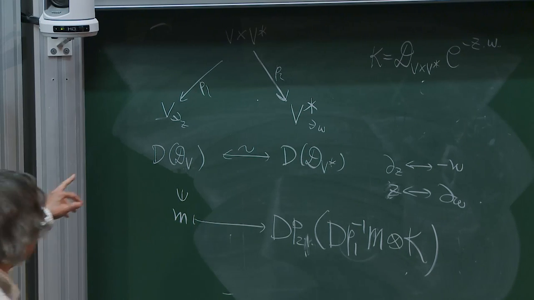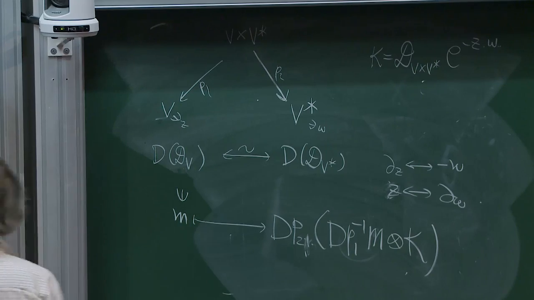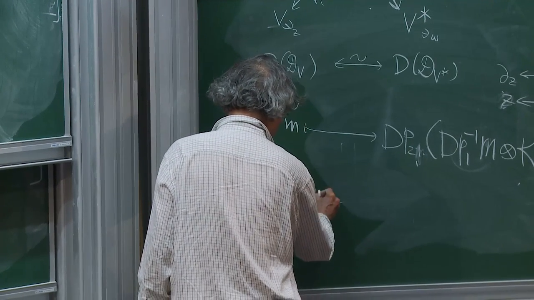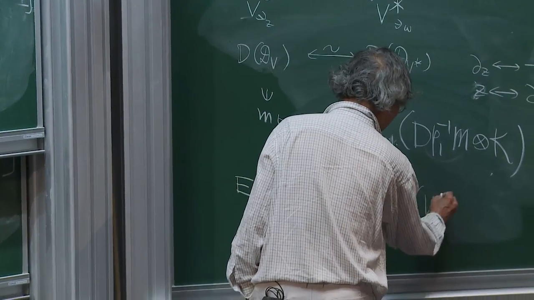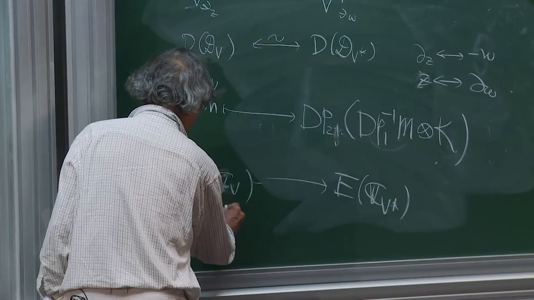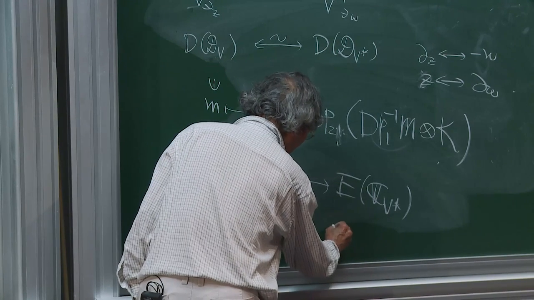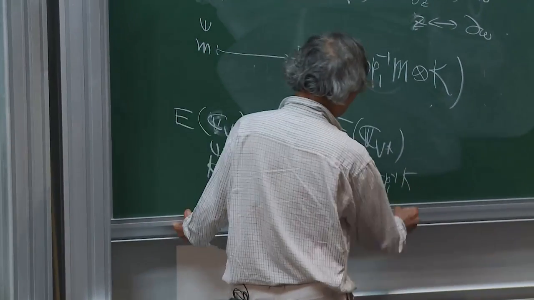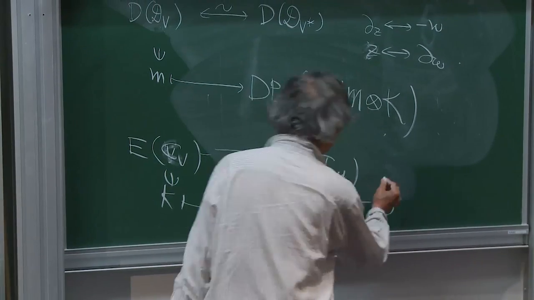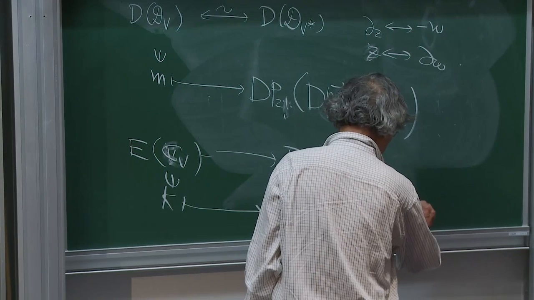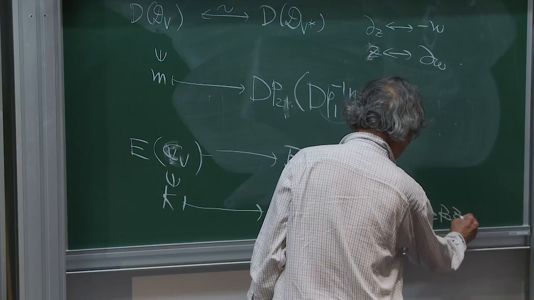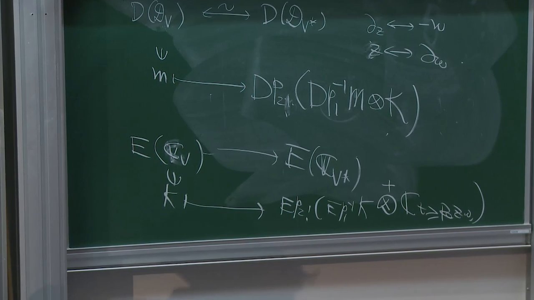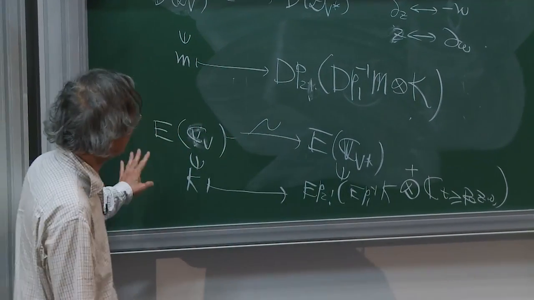Okay. So that is in terms of the D module side, and by enhanced de Rham, you can go to the enhanced de Rham side. Then E is isomorphic to E of G star in a similar way. So that is K goes to E p1 inverse K, tensor plus, and the de Rham of this one. The de Rham of this one is C. Okay. Yeah. So by this correspondence, that is an isomorphism. So it corresponds to this one.